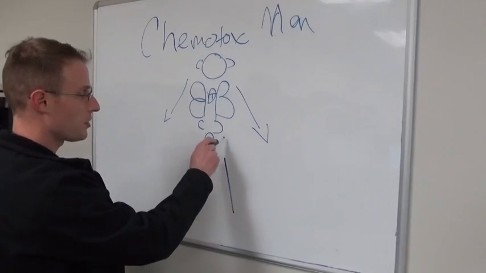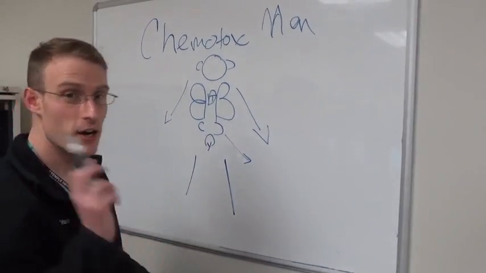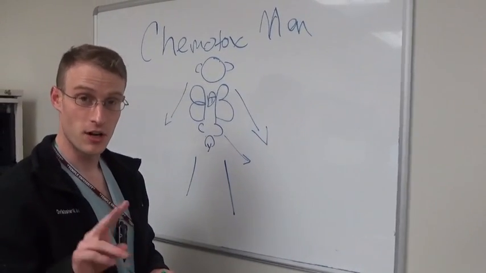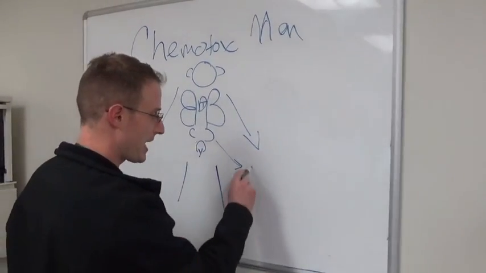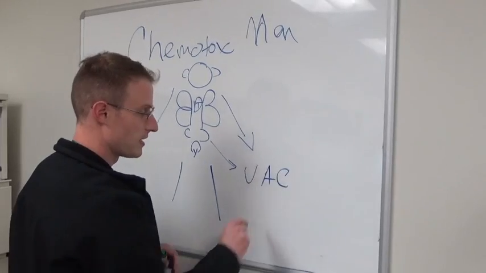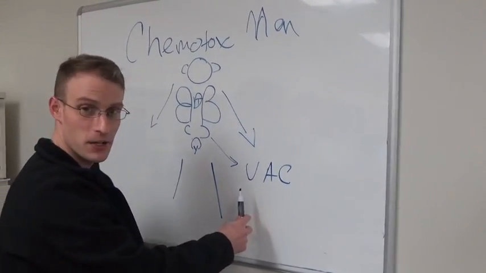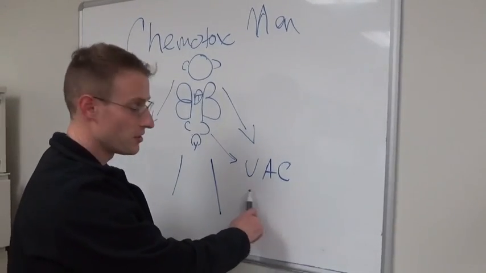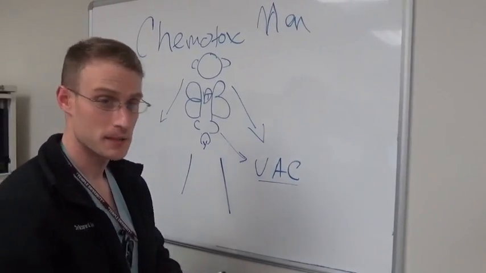A quick sidebar on the C's. So remember cisplatin, ototoxicity, and nephrotoxicity? There are two other medications that also do this. I have a sidebar mnemonic, VAC, V-A-C, to remember those three medications. Vancomycin, aminoglycosides, and cisplatin. All three of these cause both nephrotoxicity and ototoxicity.